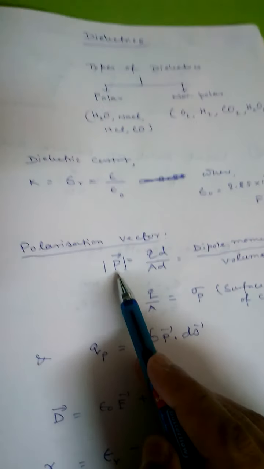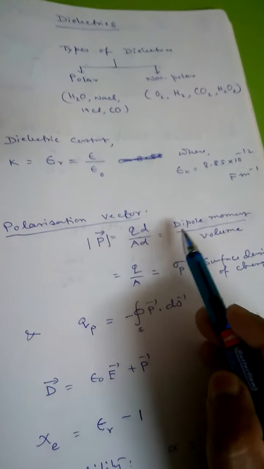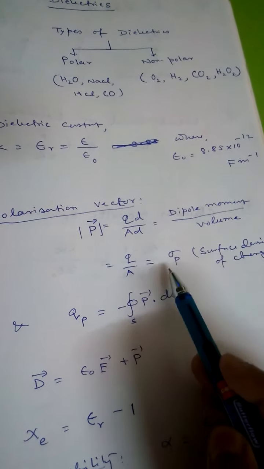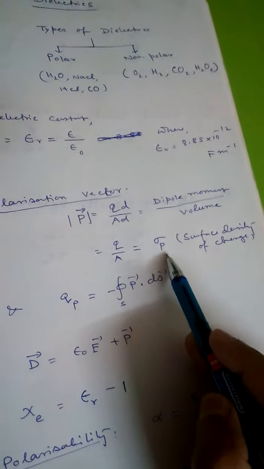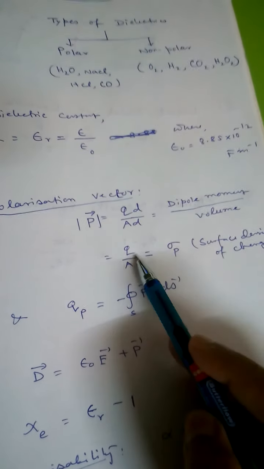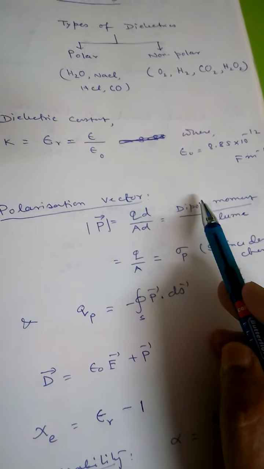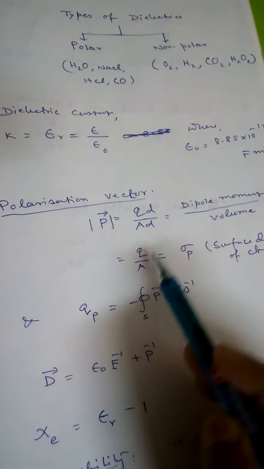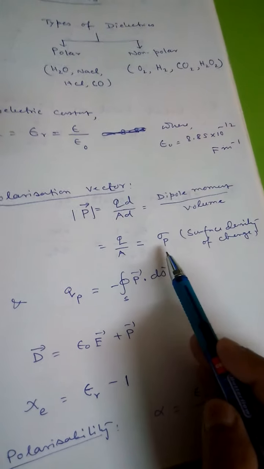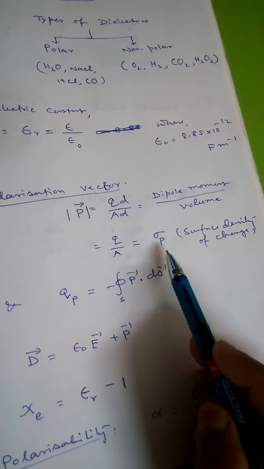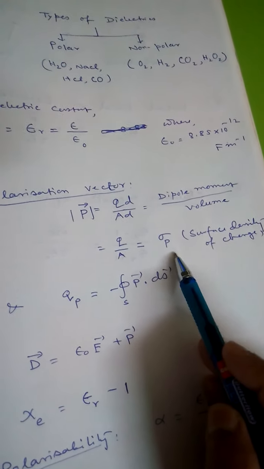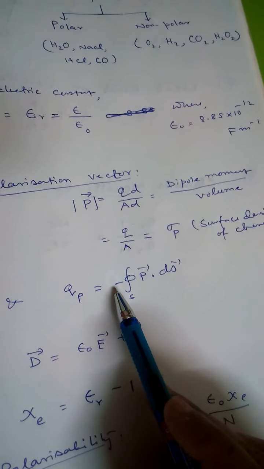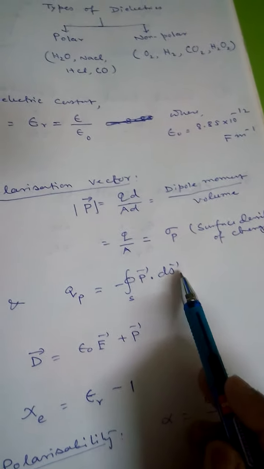Polarization vector, P vector: the mod of P vector equals the dipole moment per unit volume, the net dipole moment per unit volume. After simplification, it comes to be the surface density of charge. Simple calculation: dipole moment means Q into d. A into d is the volume, d cancels out, Q by A, that is dimensionally nothing but surface density of charge. And Q may also be expressed as the negative surface integral of P dot dS.